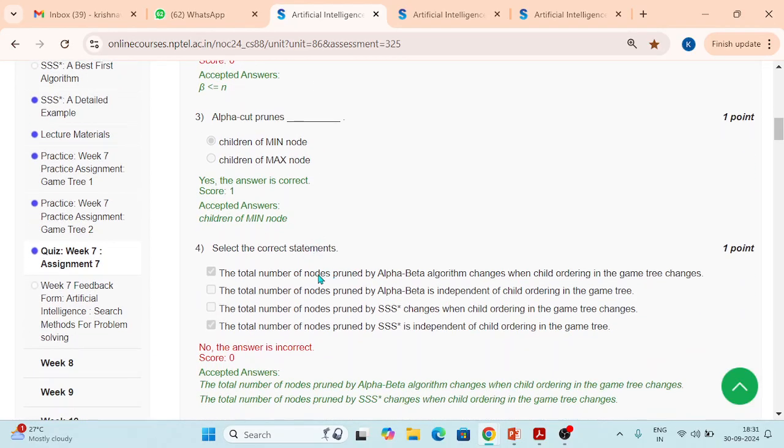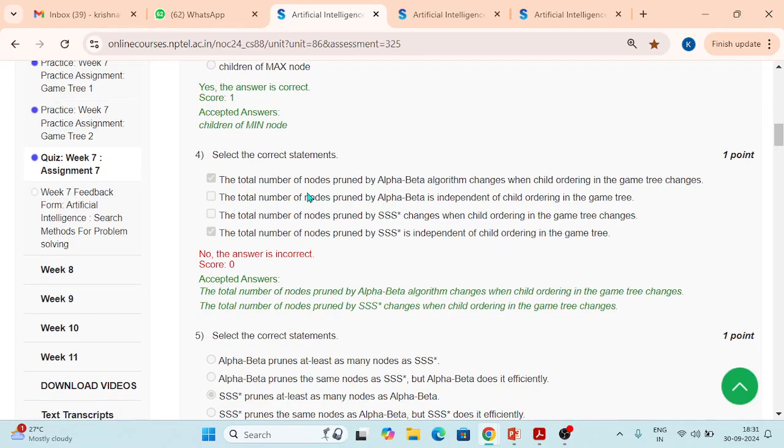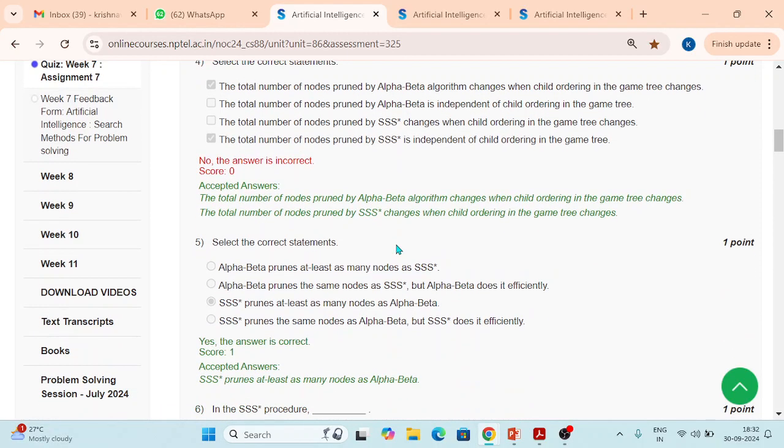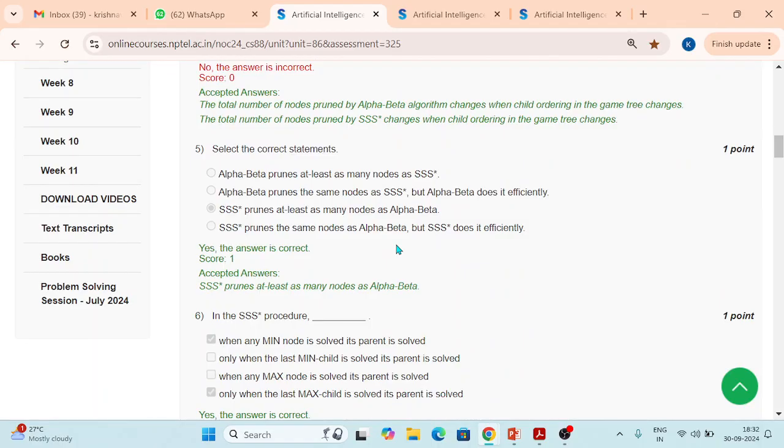Select the correct statement. Both the alpha beta algorithm and the SSS algorithm change the ordering of the game trees. Both we need to consider; not only alpha beta, SSS also follows the same procedure. But whenever we consider the SSS algorithm, it prunes at least as many nodes, meaning at minimum it prunes the nodes like the alpha beta algorithm.